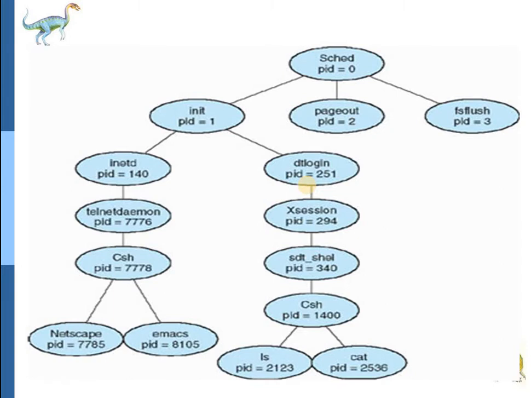A process requires certain resources like CPU time, memory, files and IO devices to complete its task. When a parent process creates a sub-process, the operating system may provide the required resources to the sub-process, or it may have to use the resources available to its parent process.